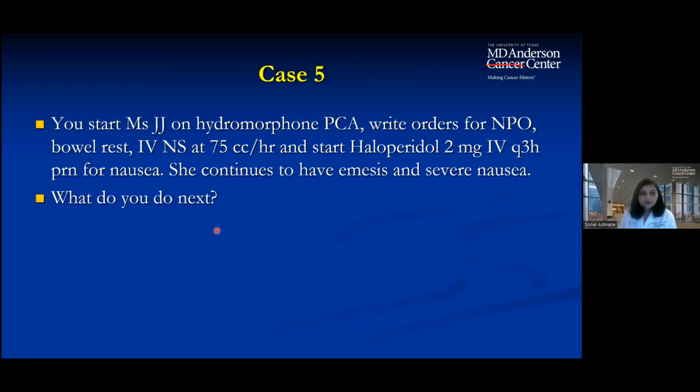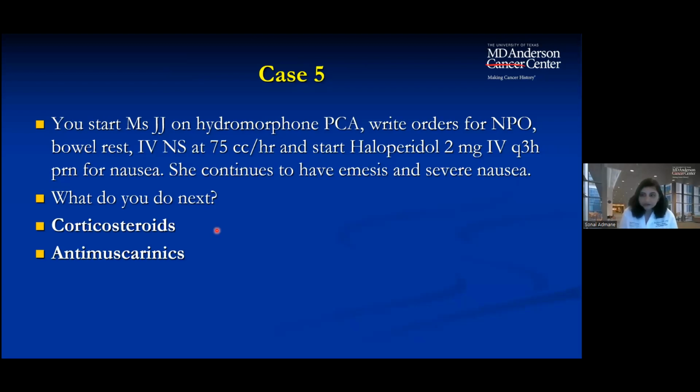So you start Miss JJ on a hydromorphone PCA. She's now on bowel rest. She's getting her IV fluids, and then you start haloperidol for nausea. But she continues to have large volume emesis and nausea. And so what do you do next now?